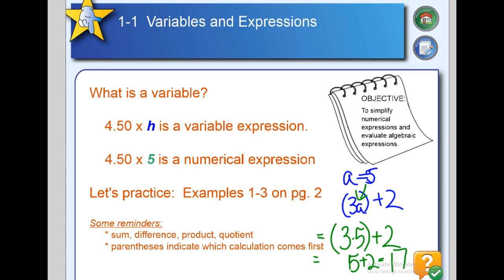Pretty much that's what we're doing today. We're deciding whether they are numerical expressions or variable expressions, and then we're just going to do the math. And remember, whenever you see those parentheses, hey, do me first. And then we continue on with the math. So let's go ahead and practice some more in your book.